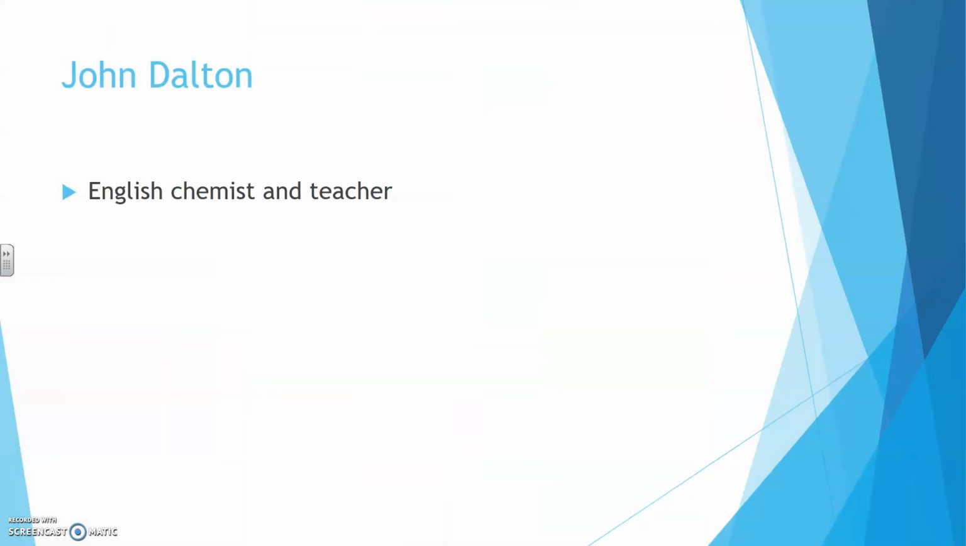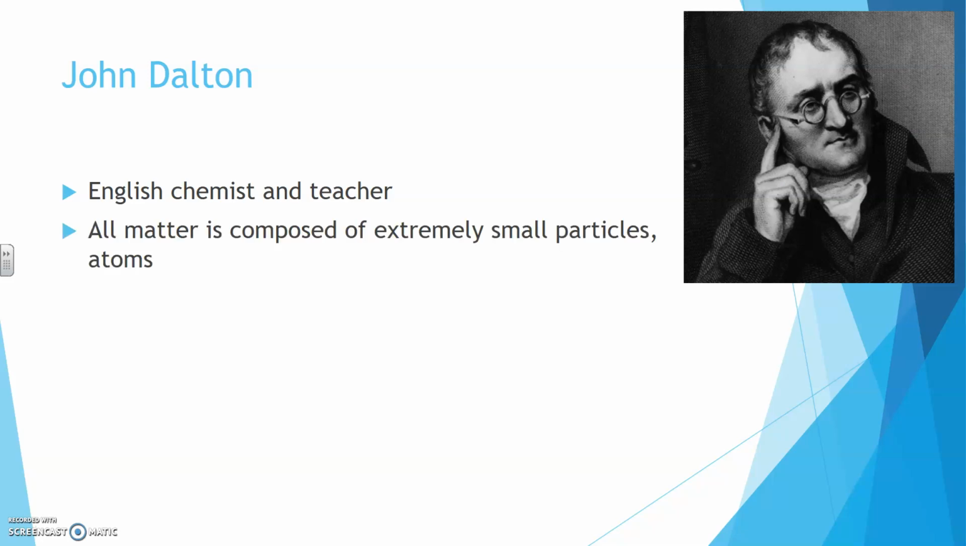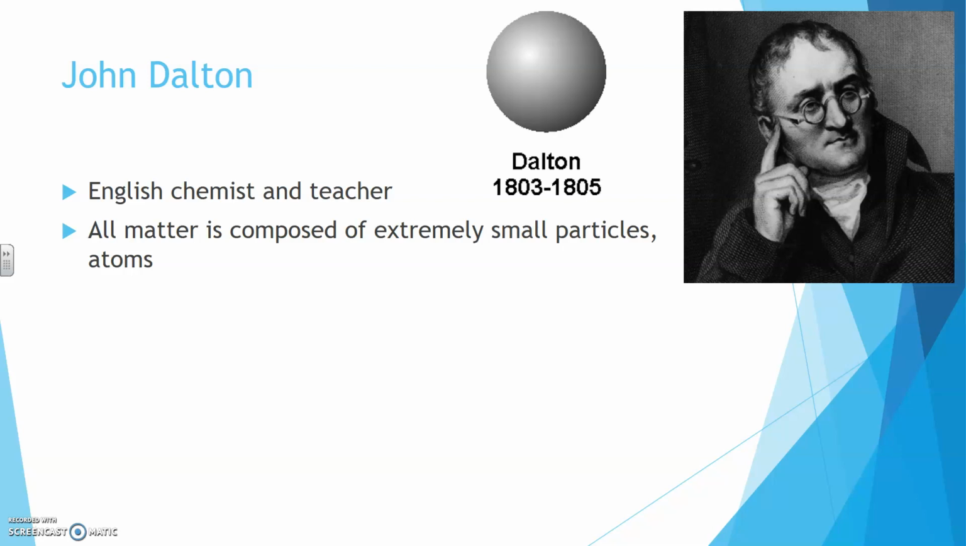Alright, fast forward several centuries, and now we get John Dalton. Dalton was an English chemist and a teacher. This is what he looked like. He proposed that all matter is composed of extremely small particles. So at this point, he's still kind of right in line with Democritus. He also called these atoms.